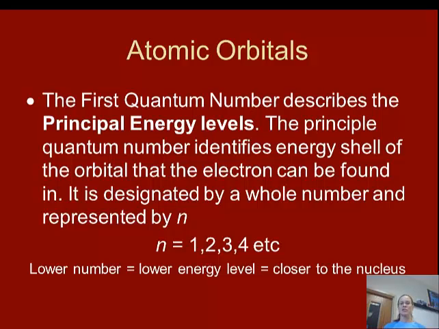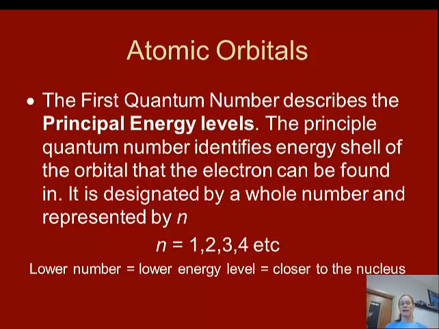So each of the principal energy levels is assigned a number, and the lower the number, so n equals 1 or n equals 2, the lower the energy level, the closer to the nucleus. Okay? Don't confuse this idea of low energy level with the idea about the amount of energy necessary for an electron to move to a higher energy level.